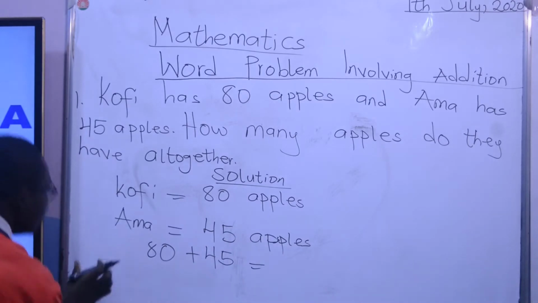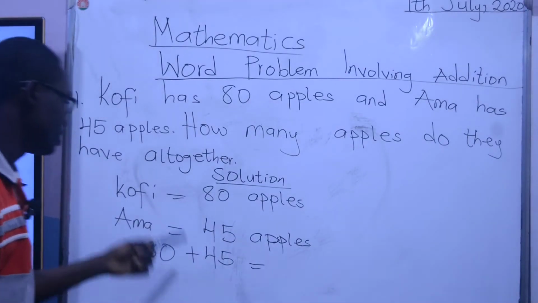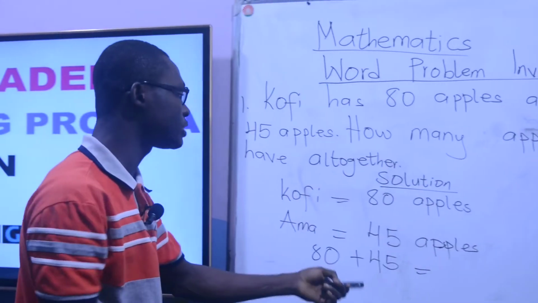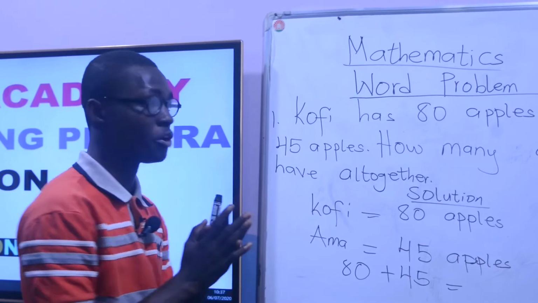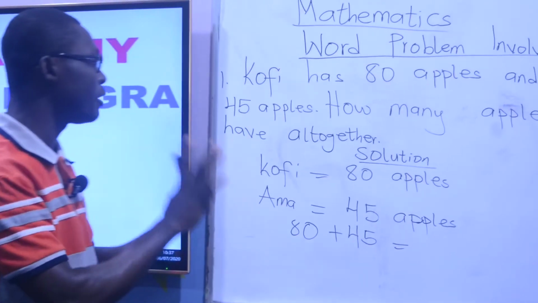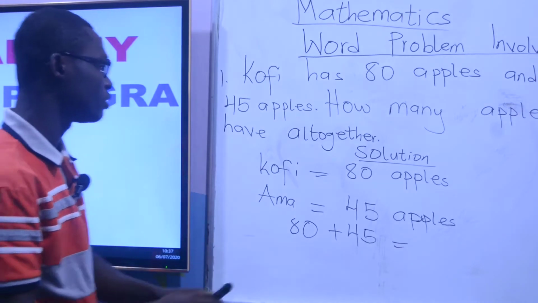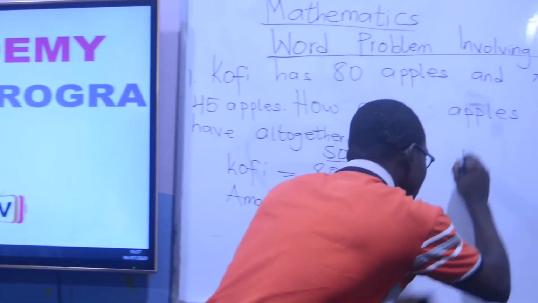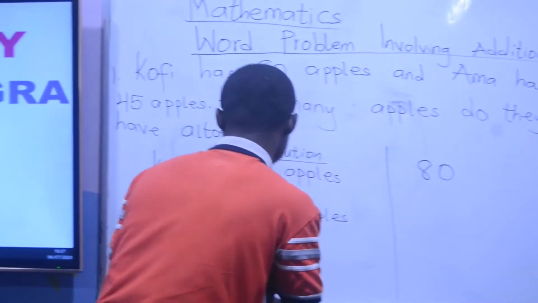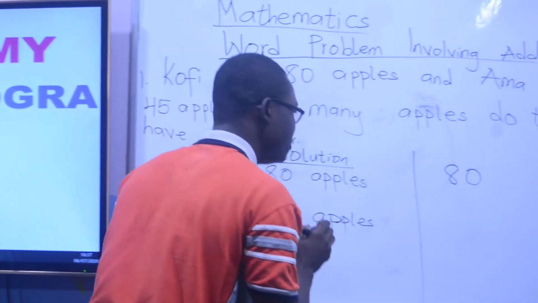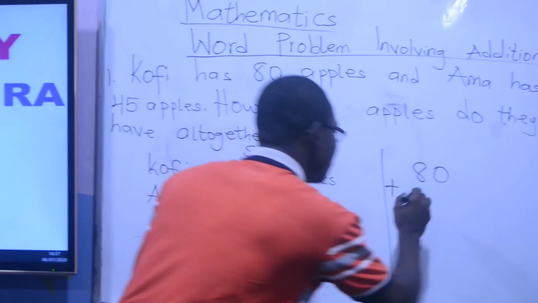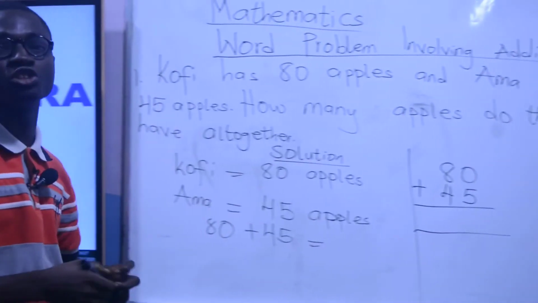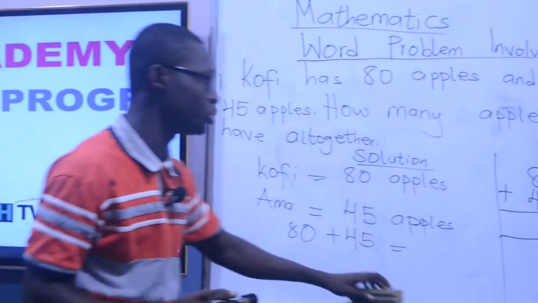In this form, you cannot count 80, or you cannot even count 45. But we have a simple way that we use to solve. Because they are two-digit numbers, you write your 80 here, and then we say all together, it means that is plus. Then you bring your 45. We are all going to solve it together.